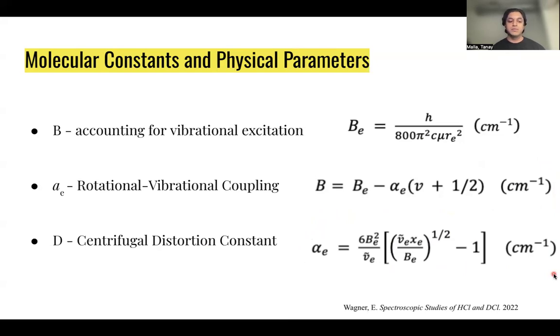Finally, D represents the centrifugal distortion constant. This constant is several magnitudes less than B, and as such is only significant at highly rotationally excited states.